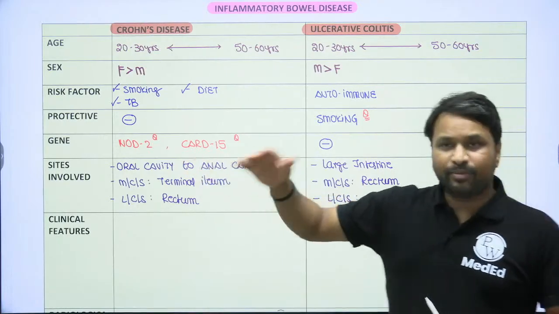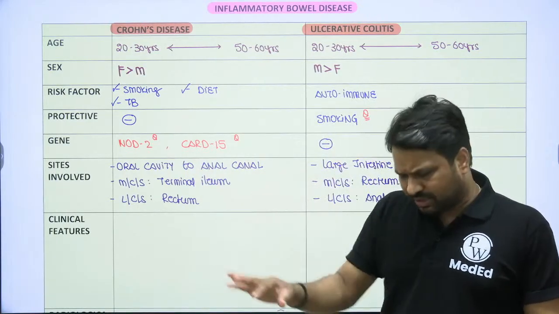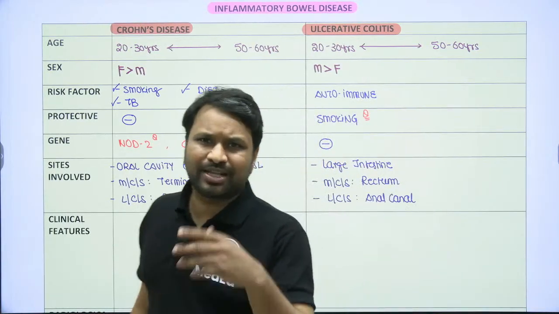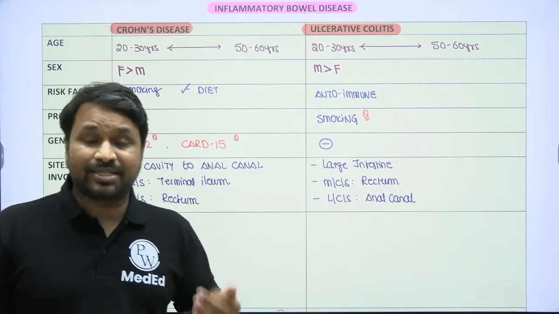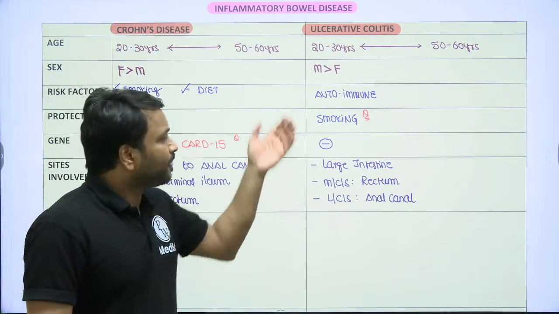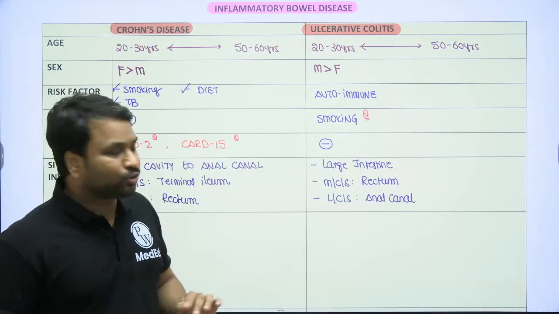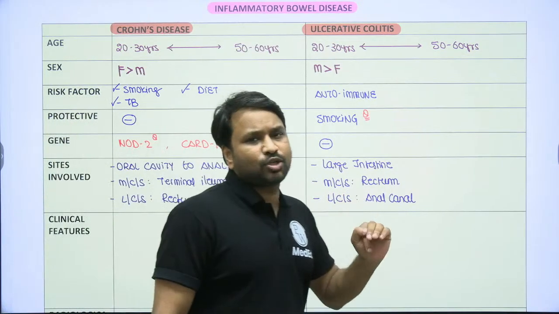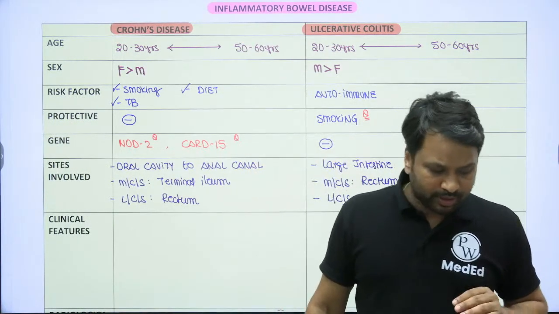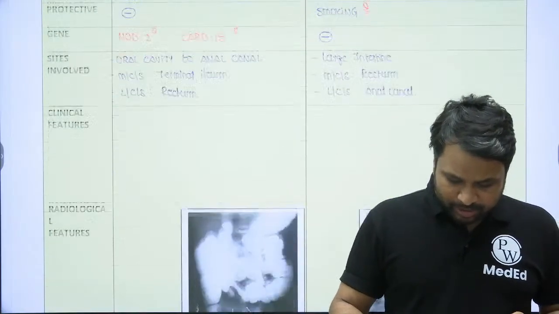So these are the basic objectives that you need to understand with respect to involvement of the sites, right? Crohn's can involve anywhere between oral cavity to anal canal, but usually rectal sparing is noticed. That is why I say the rectum is the least common site, not entirely spared. Ulcerative colitis is a disease of the large intestine. Rectum is the usual most common site of involvement, and the least common site of involvement is going to be the anal canal.